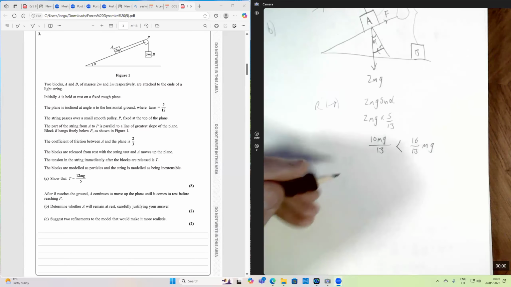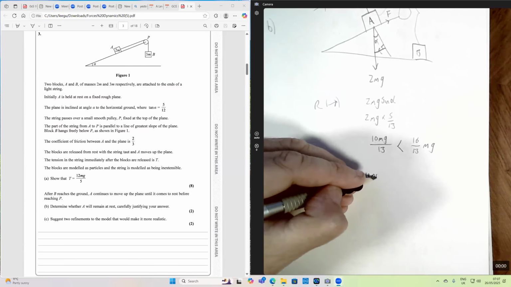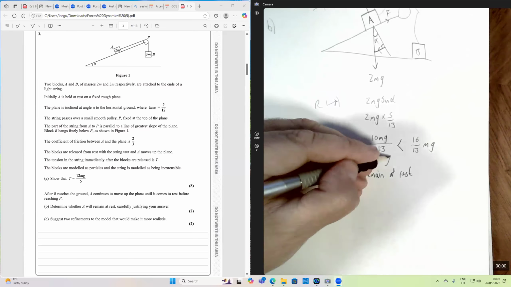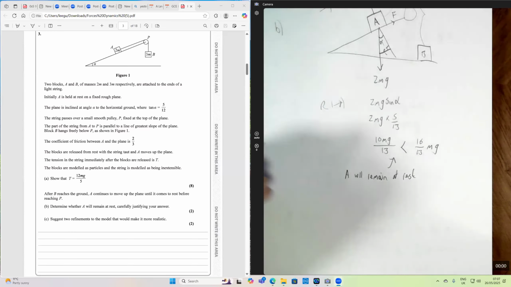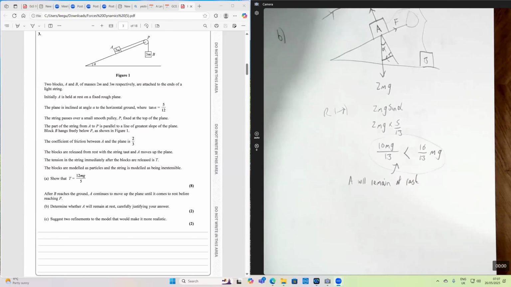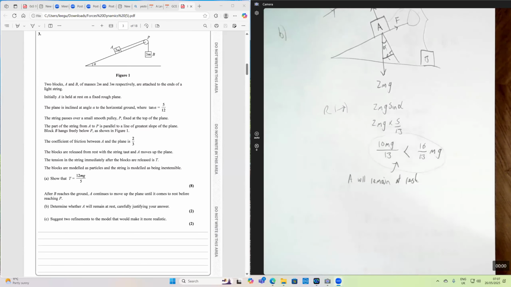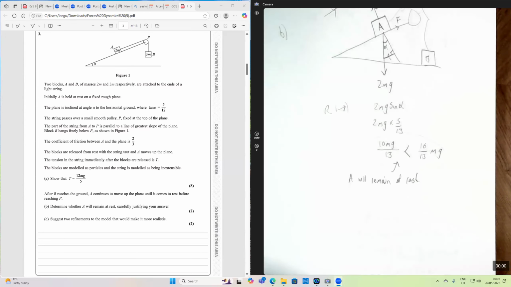So therefore A will remain at rest. Okay, and that's what we need to get the marks. I think that demonstrating that we've considered the two forces that the block is subject to, and that we can conclude that it's not going to move, because the force pulling it down the plane is less than the force of friction that's holding it in place.